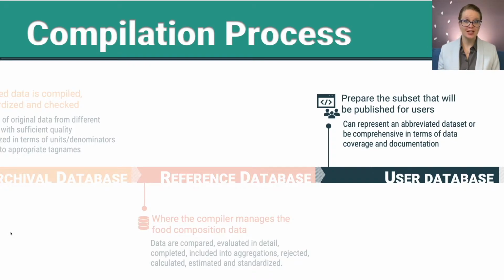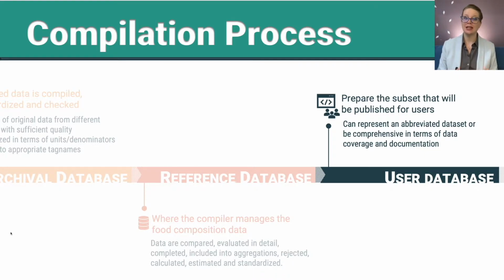So the user database is a subset of the reference database. It represents only the information that we want to make available for the users. So the user database can be either a small set of data or a very comprehensive database with lots of information and also documentation for the user. So it will vary depending on the aim of the food composition table.